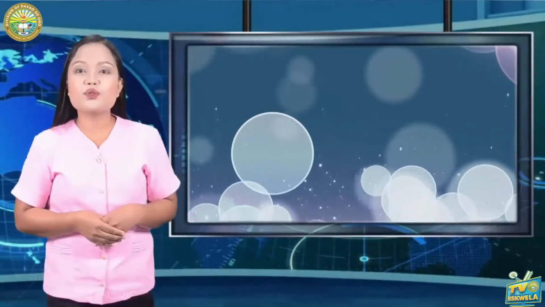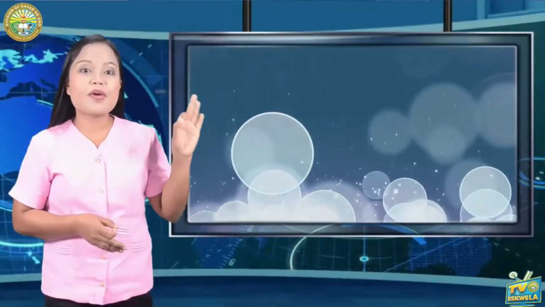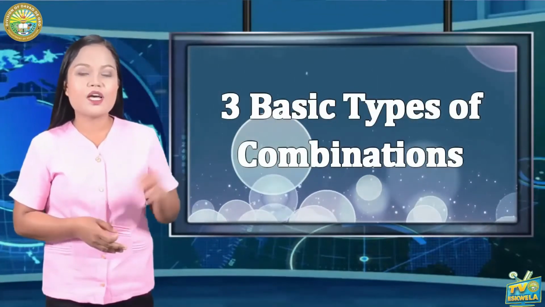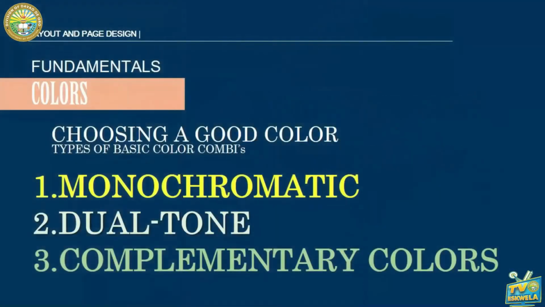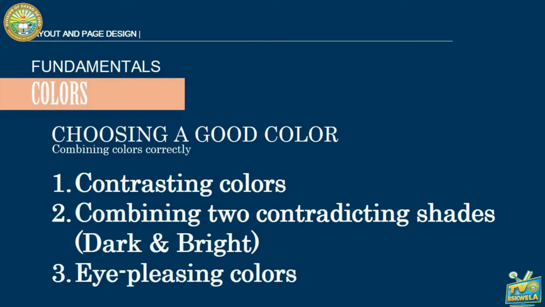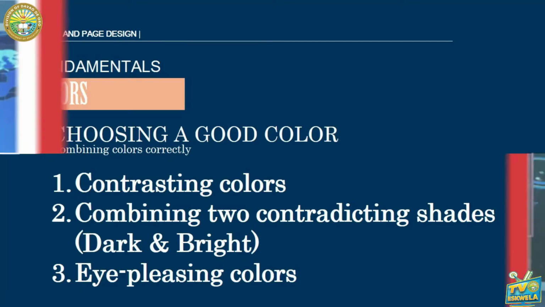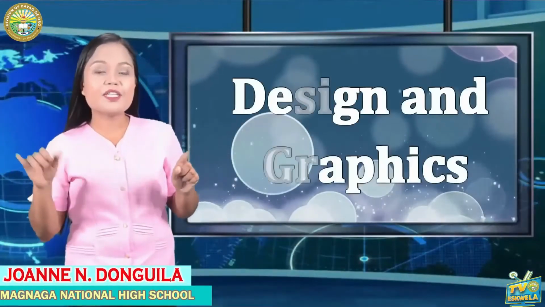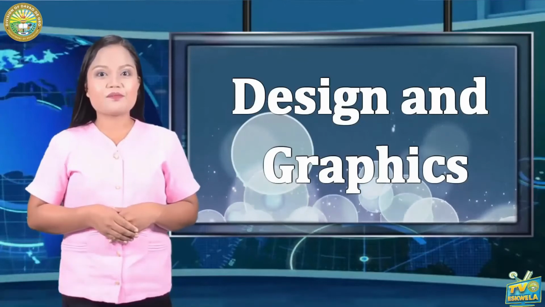In choosing a good color, we have three basic types of combinations: monochromatic, dual tone, and complementary colors. In combining colors correctly, you should apply contrasting colors, combine contradicting shades like dark and bright, and lastly, use eye-pleasing colors. The sixth fundamental is design and graphics.